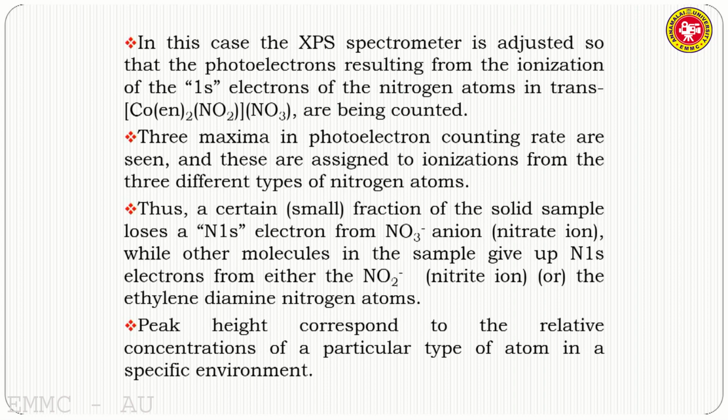Three maxima in the photoelectron counting rate are seen, and these are assigned to ionization from three different types of nitrogen atoms. Thus, a certain fraction of the solid sample loses a nitrogen 1s electron from the NO3 minus anion, otherwise called the nitrate ion, while other molecules in the sample give nitrogen 1s electrons from either the NO2 minus ion or the ethylenediamine nitrogen atoms. Peak height corresponds to the relative concentration of the particular type of atom in a specific environment.